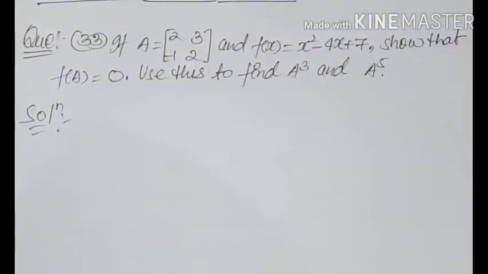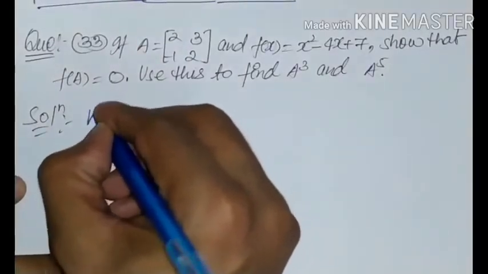Let A equal the matrix [2 3; -1 2] and f(x) equals x squared minus 4x plus 7, so that f(A) equals O, that is, the null matrix, and use this to find A cube and A to the power 5.